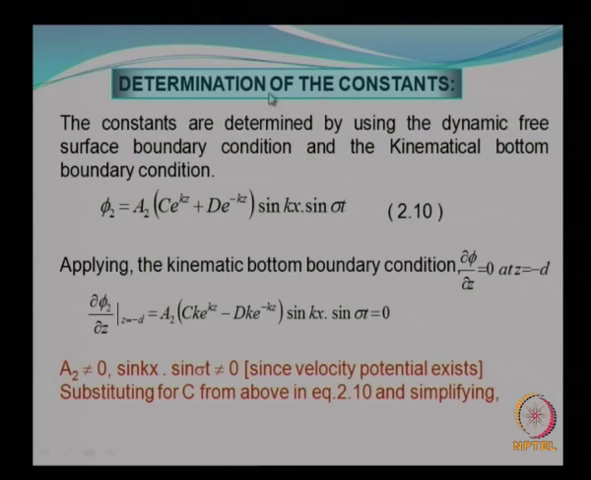So now we are going to be in the process of determining the constants that is going to dictate the variation of the velocity potential. The constants are determined by the dynamic free surface boundary condition, which I had earlier said, and also the kinematic bottom boundary condition. What does the kinematic bottom boundary condition say? The bottom boundary condition says that the vertical velocity at the seabed is 0.